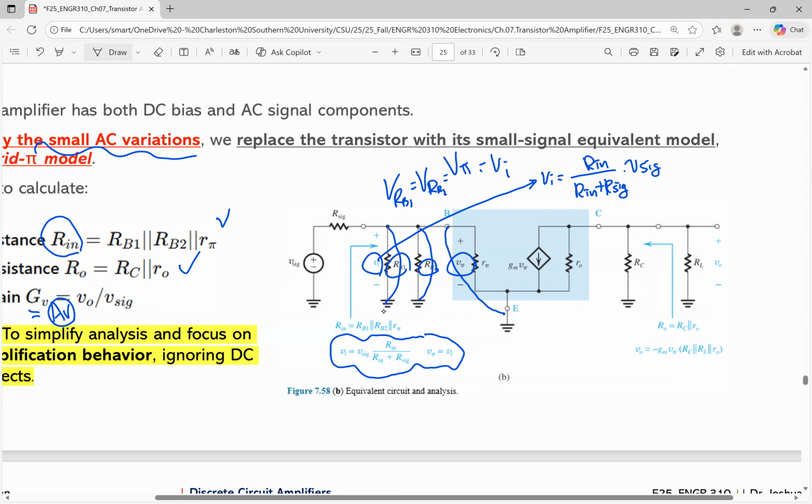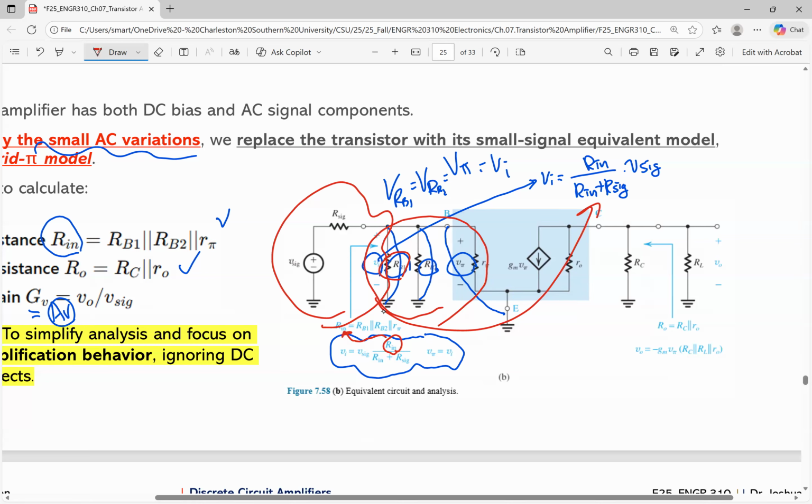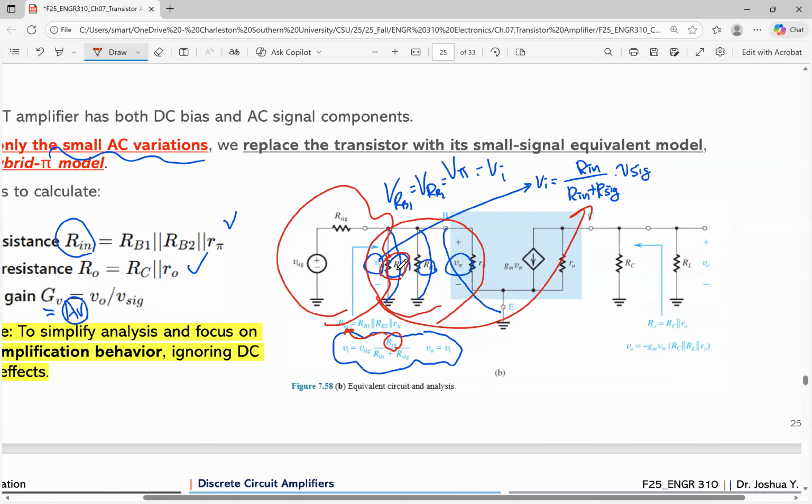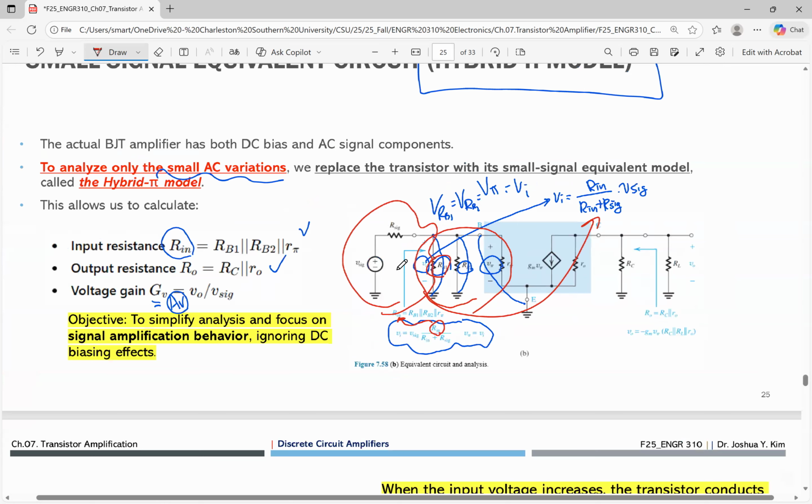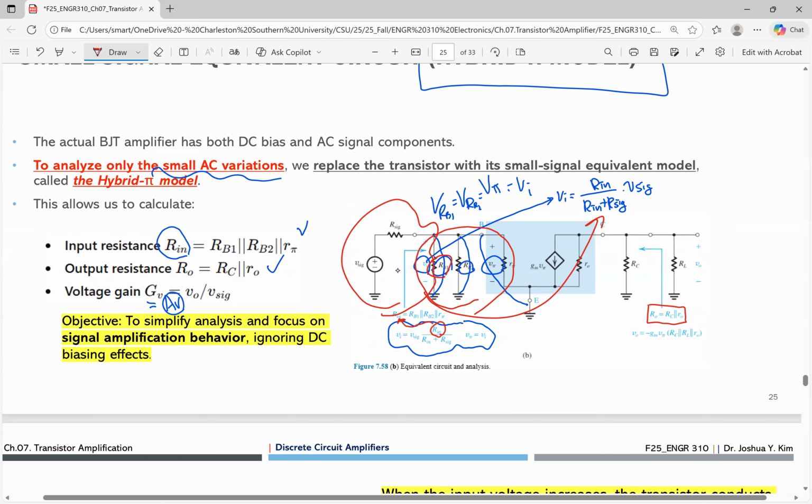Okay, a different color, let me get the color for you. Oops, right there. Okay, so after we found the R sub signal and the input, we can do something to V sub I. Again, R sub in is R sub B1, R sub B2, and R sub pi in parallel. And also R sub 0 in here, you know. So R sub C and R sub 0 are in parallel.